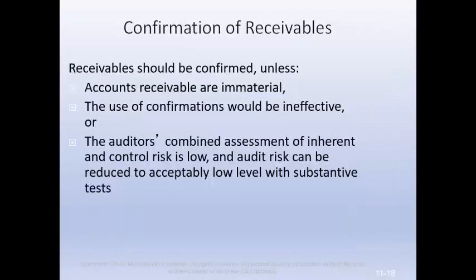AICPA AU-C 330 and PCAOB 330 indicate that the auditor should confirm accounts receivable unless accounts receivable are immaterial, the use of confirmations would be ineffective, or the auditor's assessment of the risk of material misstatement is low, and the auditors plan to obtain sufficient appropriate audit evidence by performing other substantive procedures. This requirement differs from the international auditing standards that accept confirmation as an audit procedure but do not require the use of confirmation requests in any particular situations.